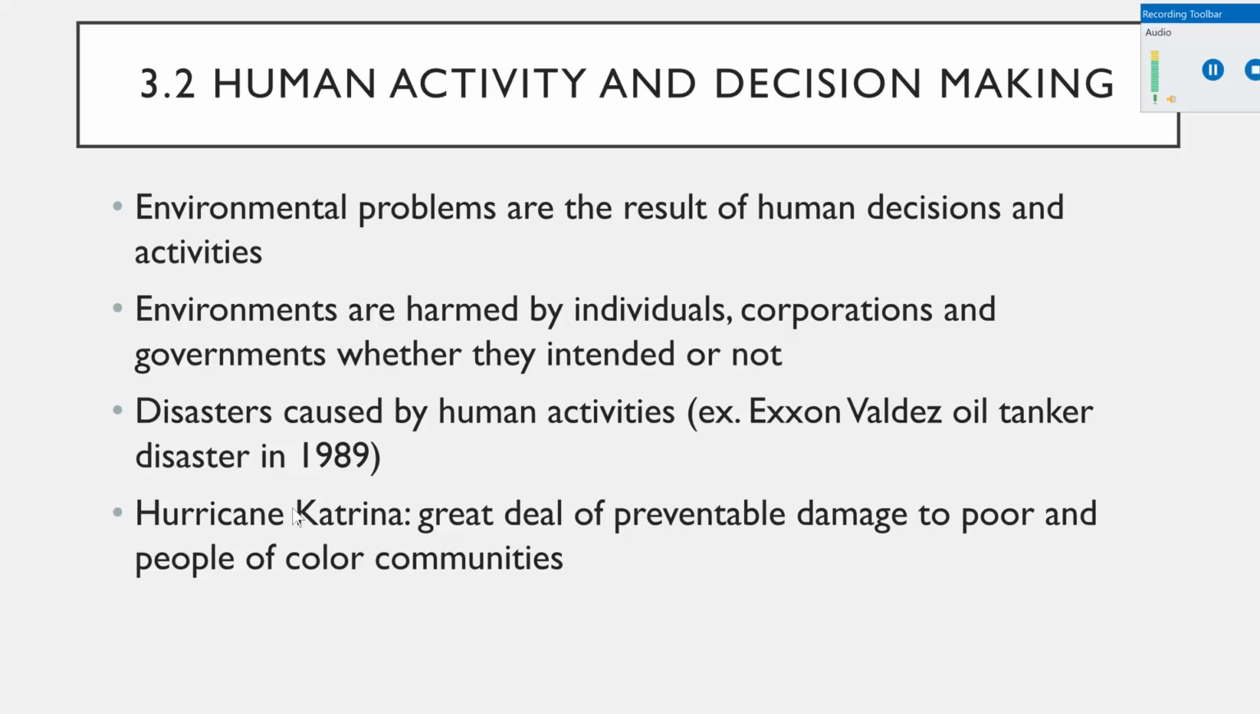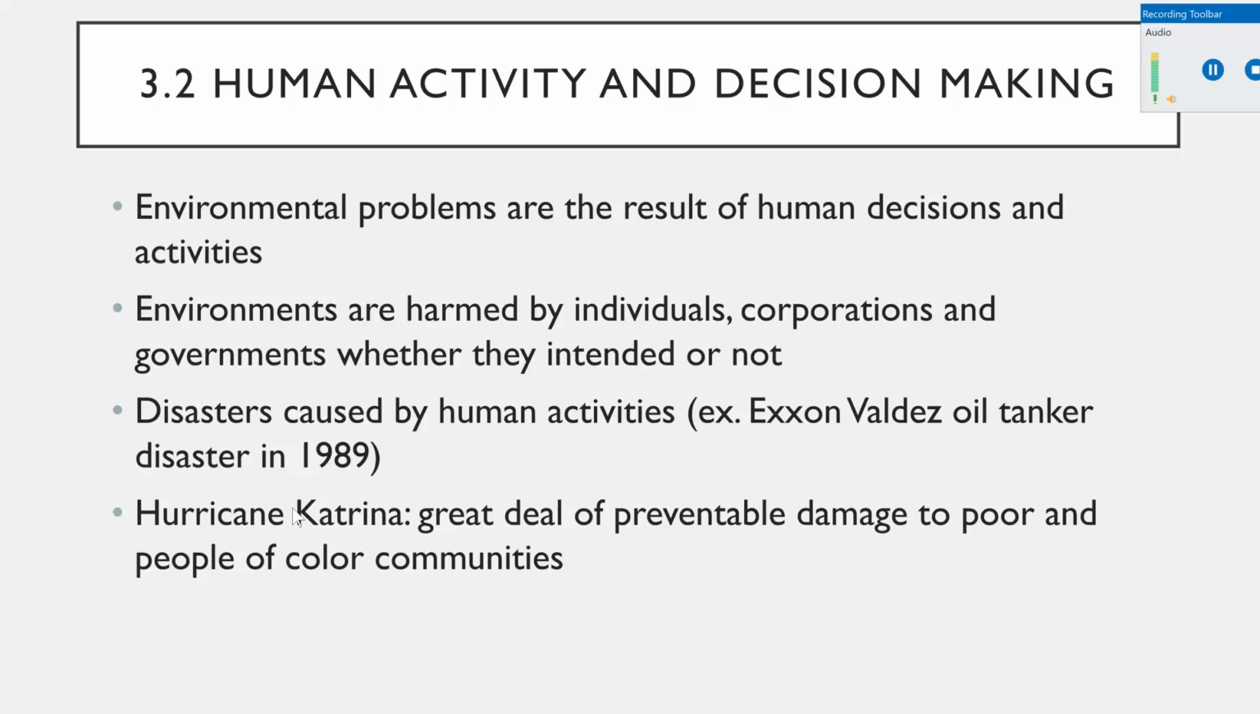Human activity may impact the environment or cause environmental changes, even disasters. Environments are harmed by individuals, corporations, and our governments, regardless of whether it was intentional or not. There are many disasters caused by human activities, such as gas tank explosions or oil tanker explosions, and disasters polluting the water, the oceans, and the land. Hurricane Katrina is also a big problem related to human activities.